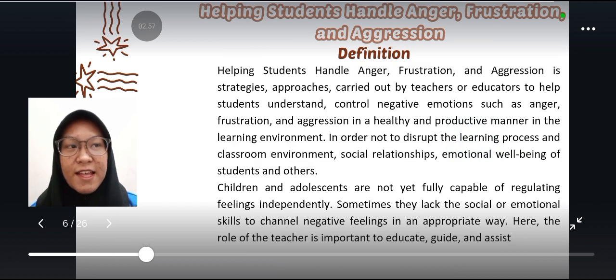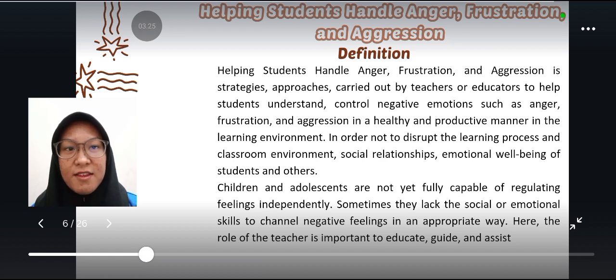Helping students handle anger, frustration, and aggression. Helping students handle anger, frustration, and aggression is a strategic approach carried out by teachers or educators to help students understand and control negative emotions like anger, frustration, and aggression in a productive manner in the learning environment, in order to not disrupt the learning process, classroom environment, social relationships, and emotional well-being of students and others.